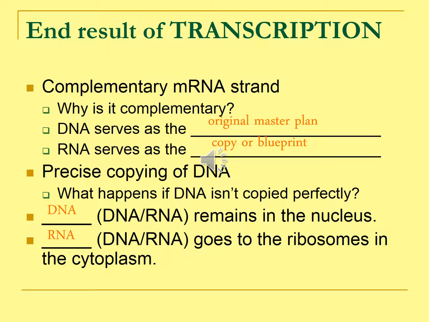Okay, so in a nutshell, what does all this mean? Complementary mRNA strand. Why is it complementary? Because DNA is the original master plan. It's a template. RNA serves as a blueprint or copy. Precise copying of DNA, what happens if the DNA isn't copied perfectly? Well, the DNA stays the same in the nucleus. It's fine. The RNA goes to the ribosomes in the cytoplasm and creates a junk protein, but who cares? Your body can destroy those. It's not a big deal, as long as there's other pieces of RNA that are made right.